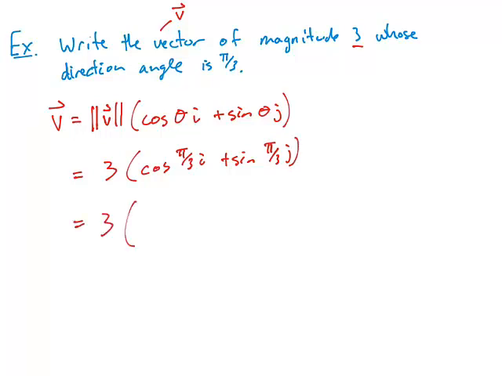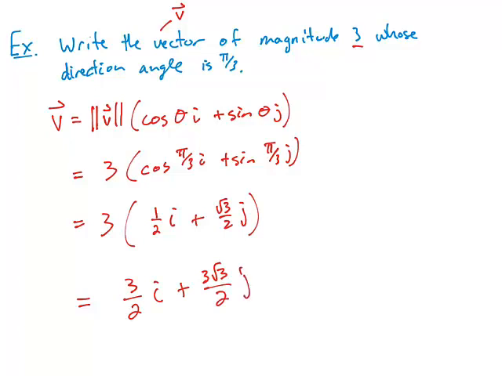Cosine of pi over 3 is 1/2. So I'm going to have 1/2 i plus sine of pi over 3, which is root 3 over 2, j. Multiplying this out, I get 3/2 i plus 3 root 3 over 2 j. So that would be this vector written in polar form. What this means is that the angle is pi over 3 and the magnitude is 3.